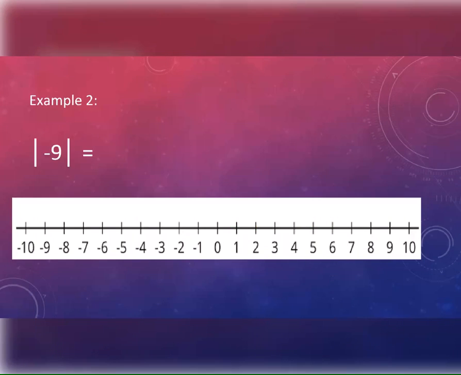In example 2, we need to determine how many places from 0, or the origin, we moved in order to get to negative 9. So we're going to start right here at our origin, or 0.